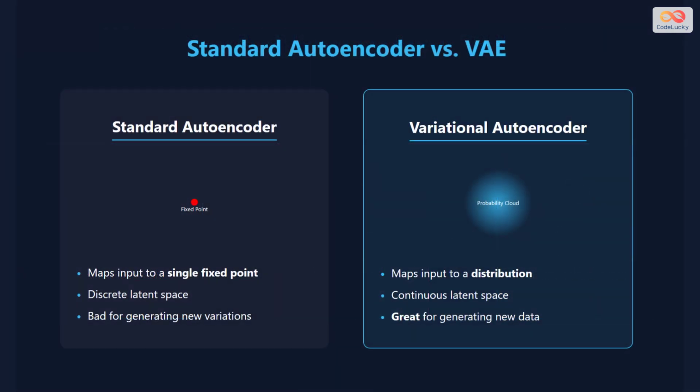To understand VAEs, we need to compare them to standard autoencoders. A standard autoencoder maps an input to a single, fixed point in space. This is great for compression but bad for generation, because the space between points is undefined. A variational autoencoder, on the other hand, maps an input to a probability cloud or distribution. This creates a continuous space where we can explore and generate smooth variations.